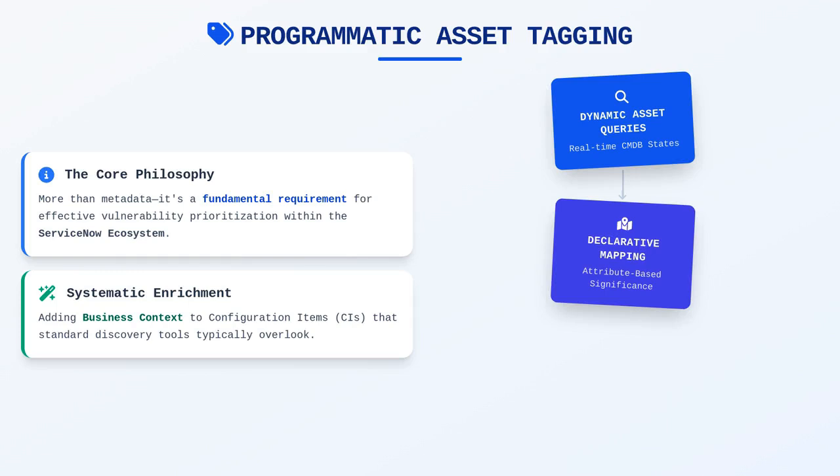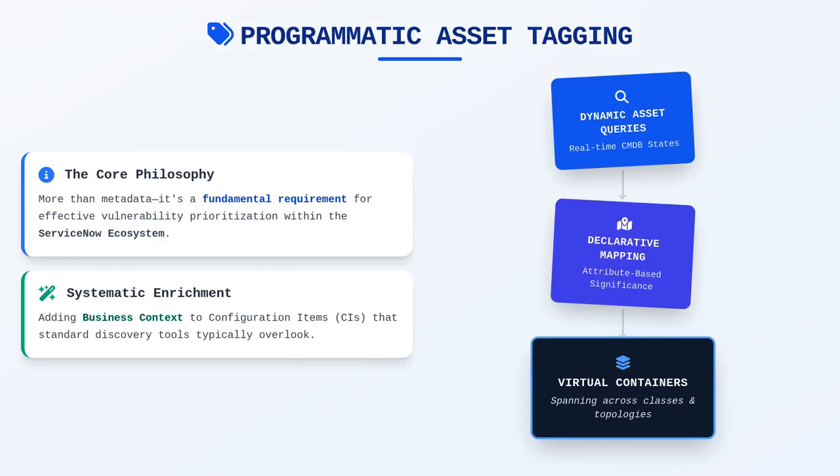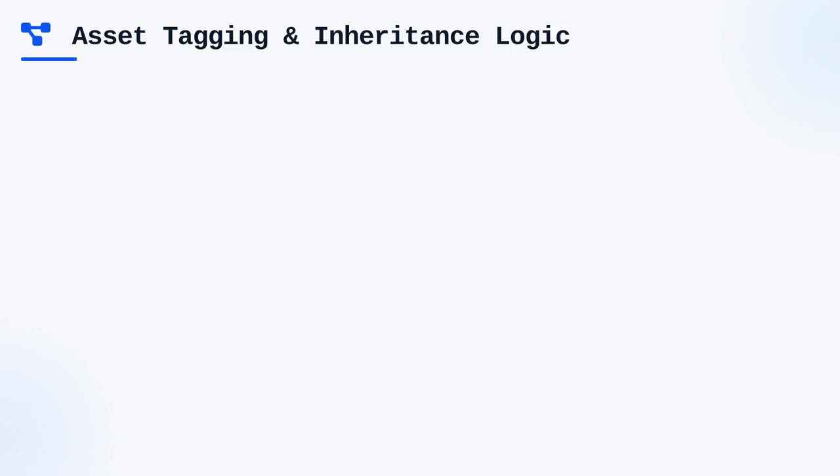We achieve this by configuring tag definitions that evaluate CMDB group structures, effectively creating virtual containers for your assets that span across multiple classes and network topologies. The complexity usually arises when dealing with inheritance logic across related tables. These dependencies require a robust approach to how group membership is calculated and assigned to prevent system bloating or logic errors.